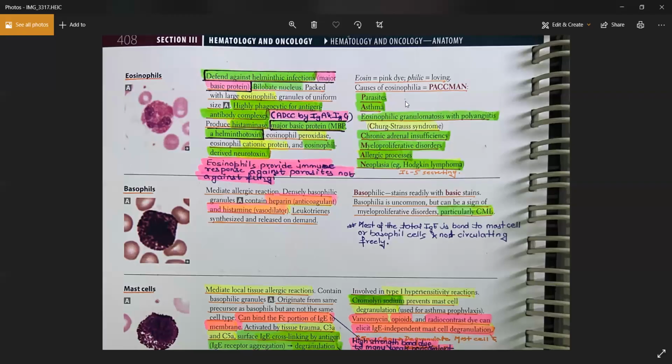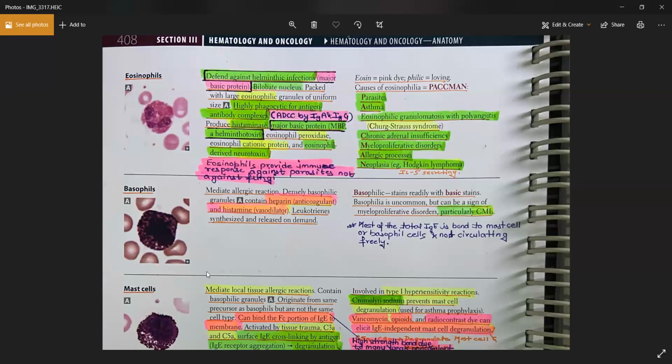So in what cases can you have a high eosinophilia? In hypersensitivity reactions like asthma, and in parasitic infection. If you remember Churg-Strauss disease, the eosinophilic granulomatosis with polyangiitis, you will have eosinophilia there also. And remember the adrenal insufficiency we have discussed, you can have a high eosinophil count there also. In myeloproliferative disorders, because of myeloproliferation of the myeloid stem cells, you can have a high eosinophil count. In any allergic process like asthma, you can have a high eosinophil count. In neoplasia like Hodgkin's lymphoma, because it releases interleukin 5, you can have a high eosinophil count.